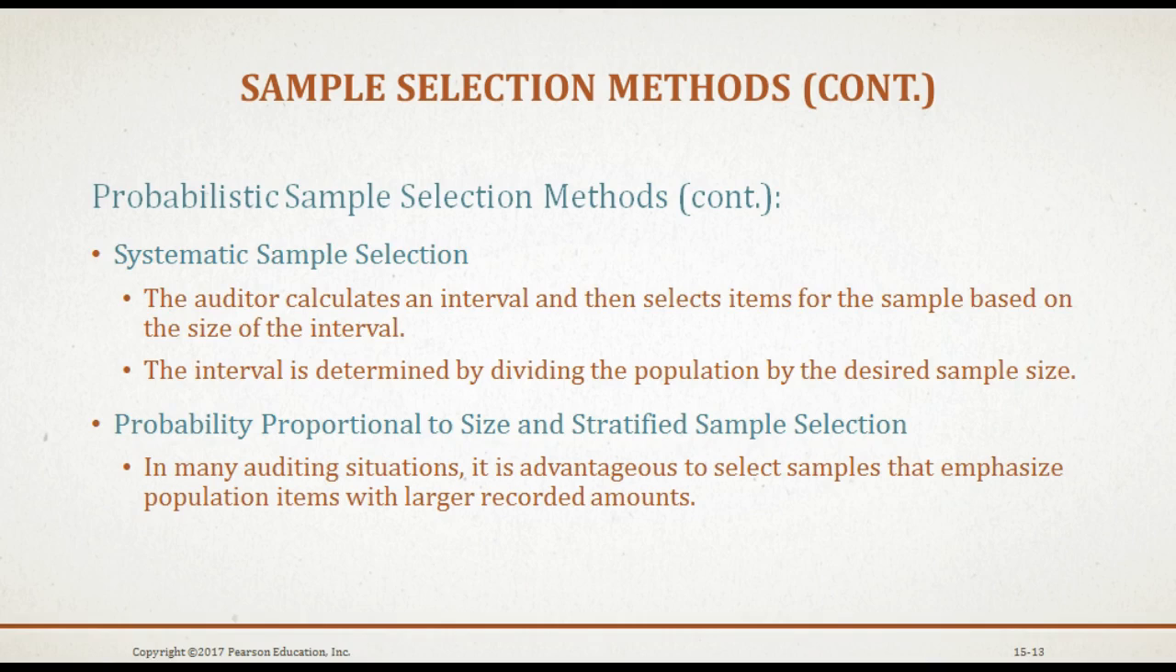For systematic sample selection, in this method, the auditor calculates an interval and then selects items for the sample based on the size of the interval. The interval is determined by dividing the population by the desired sample size. In many auditing situations, it is advantageous to select samples that emphasize population items with larger recorded amounts, such as when applying probability proportional to size and stratified sample selection methods.